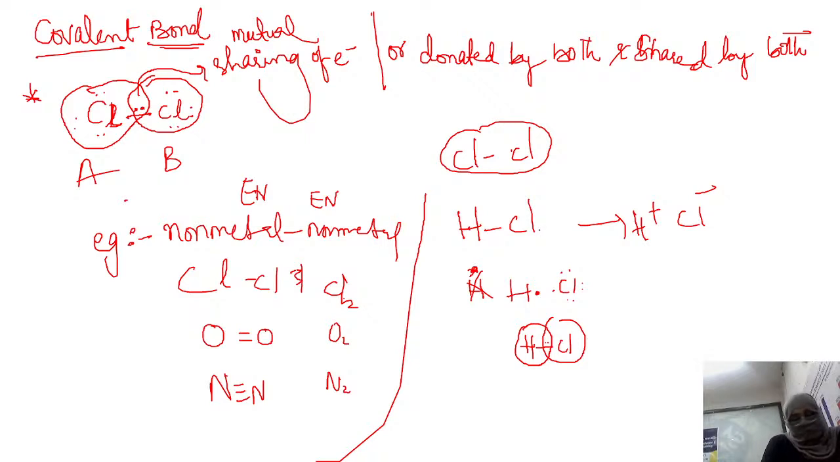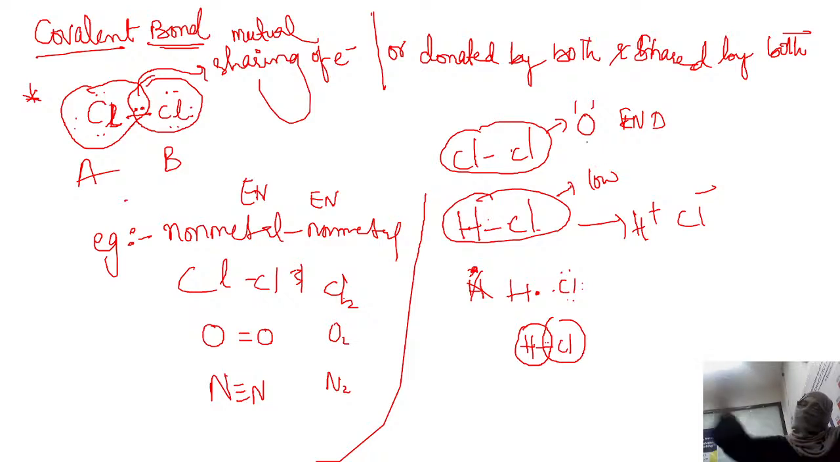Here, chlorine and hydrogen are two atoms that are somewhat different. If two atoms are different, definitely there will be a slight difference in electronegativity. Between H and Cl the electronegativity difference is there, but it is not high. If it is high, definitely they will gain, lose, and an ionic bond is formed. But between H and Cl, somewhat of an electronegativity difference is there. Hence, I'm writing it as low electronegativity difference.